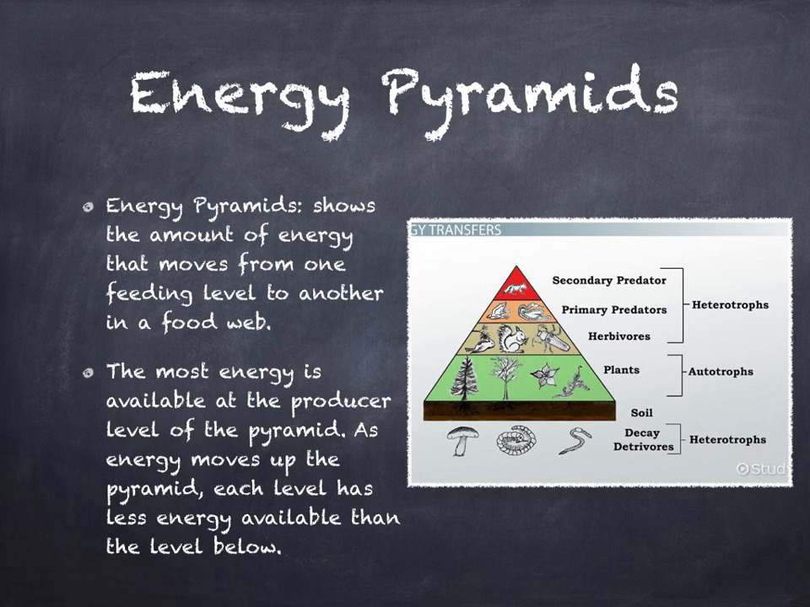The organisms at higher feeding levels of an energy pyramid do not necessarily require less energy to live than the organisms at lower levels. Because so much energy is converted to heat at each level, the amount of energy available at the producer level limits the number of consumers that the ecosystem is able to support. As a result, there are usually fewer organisms at the highest level in a food web.